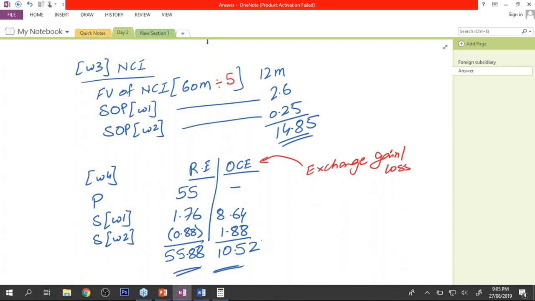Ashita is saying, so in working four, we take only parent share. Yes, exactly, Ashita. NCI's share we have taken to working 3 and parent share will be taken to working 4. Mohammed Thai is asking that when we dispose of the foreign subsidiary, then gain and loss will be transferred to P&L. Yes, exactly, Mohammed Thai. We are going to do this in one of the past paper questions immediately after this one.